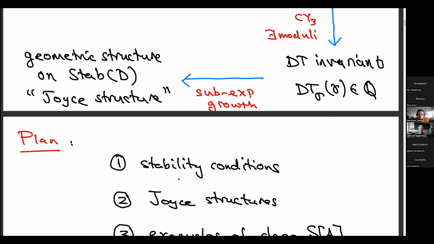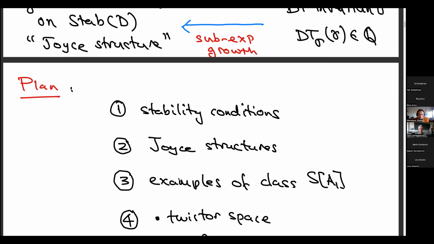Okay, so the plan of the talk is that there's going to be some basics on stability conditions, which we'll hopefully go through quite quickly. Then the main thing I want to do is explain this notion of a Joyce structure and give an interesting class of examples which are related to basically the Hitchin system.